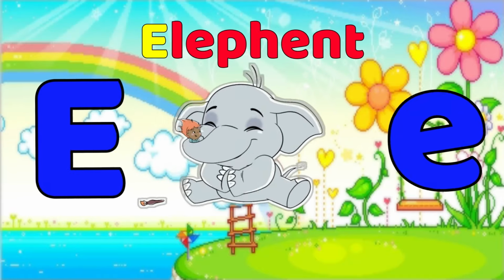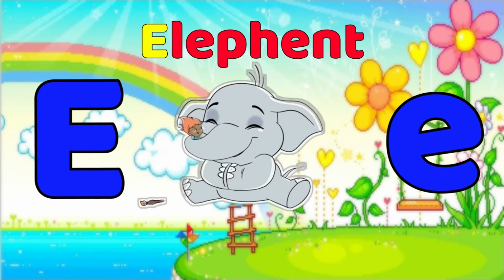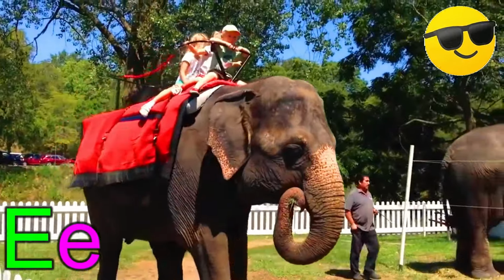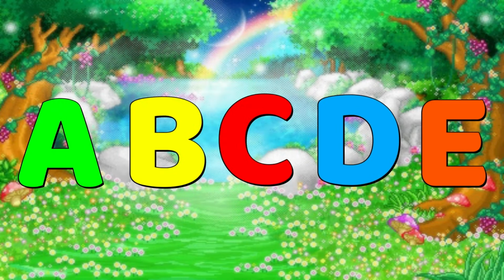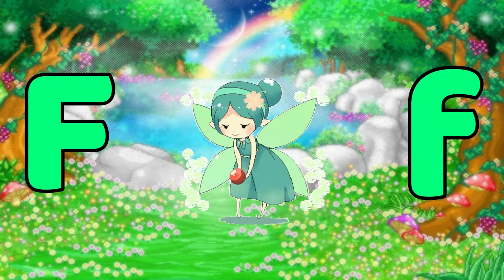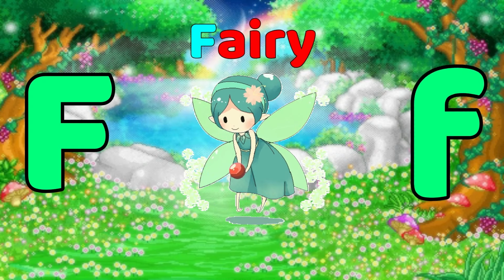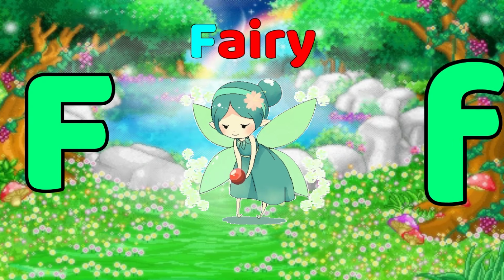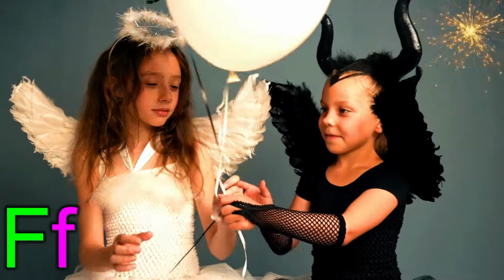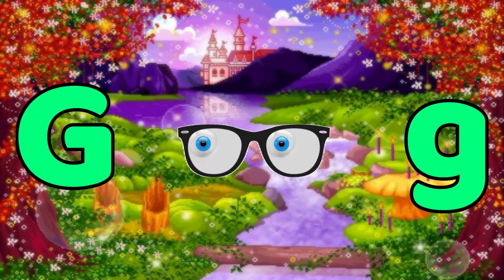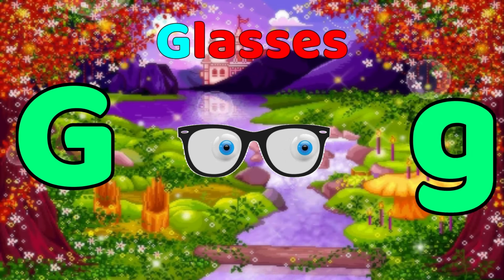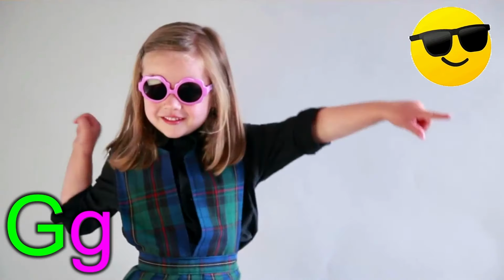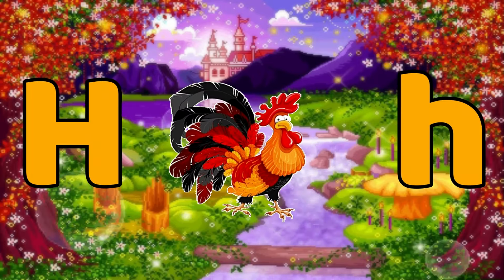E is for elephant, eh, eh, elephant. F is for fairy, f, fairy. G is for glasses, g, g, glasses. H is for hand.